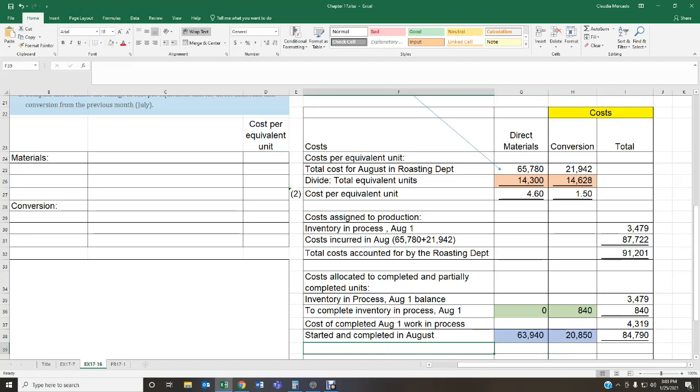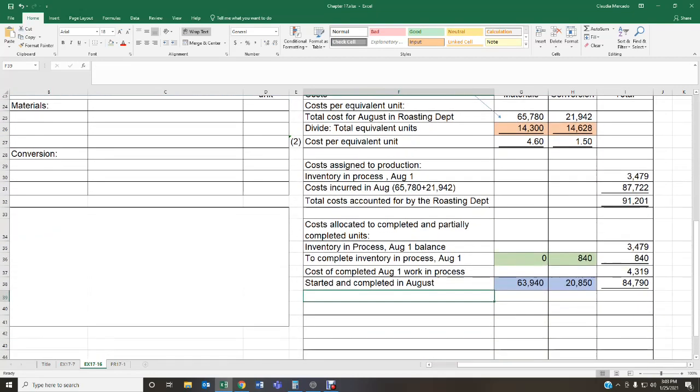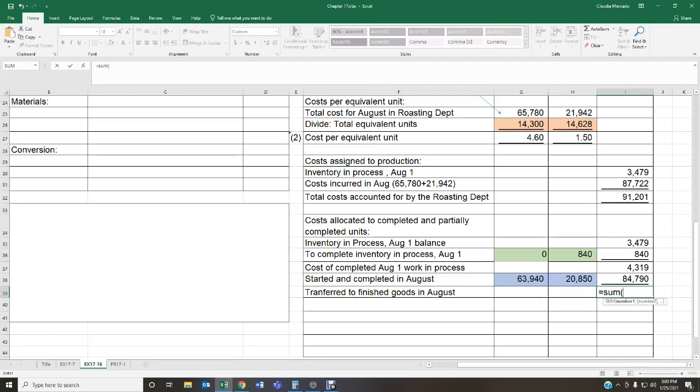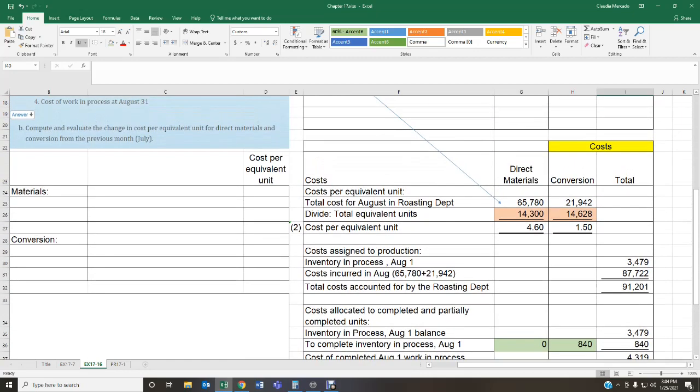So now I can calculate this is what we've completed. This is what we had started last month and we completed this month. This is what we started this month and completed this month. So this is everything. Now we have to calculate the total transferred to finished goods in August. Okay. Right here. 89,109 transferred to finished goods in August.